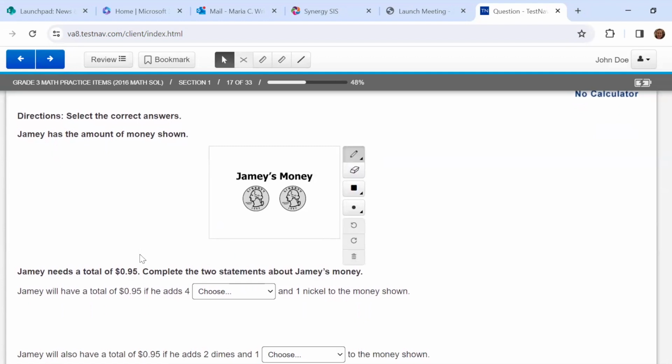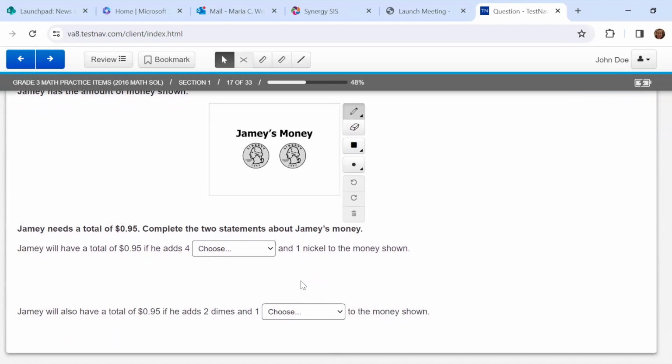Select the correct answers. Jamie has the amount of money shown. Looks like 2/4. Jamie needs a total of 95 cents. Complete the two statements about Jamie's money. Jamie will have a total of 95 cents if he adds 4 something and 1 nickel to the money shown. Jamie will also have a total of 95 cents if he adds 2 dimes and 1 something to the money shown. Okay, so 50, to get to 95 cents, we're going to need to add 45 cents.